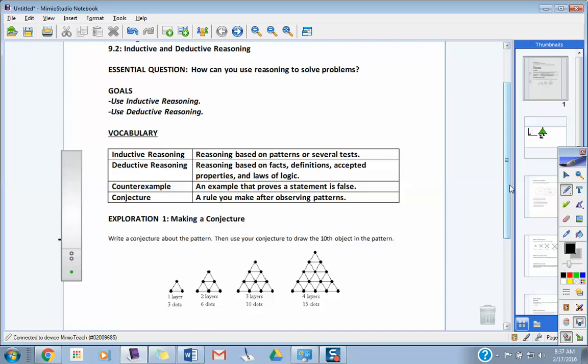Now, guys, as a math guy, I'm kind of what I call a deductive reasoner, all right? Deductive reasoning is reasoning based on what? Facts, definitions, accepted properties, and laws of logic. Let me give you an example of deductive reasoning, okay? I love baseball, okay? And I love the Minnesota Twins. All right? Feel sorry for me now if you wish, okay?